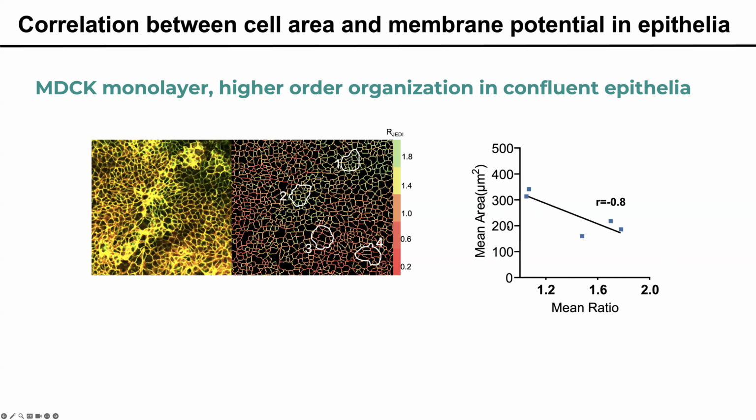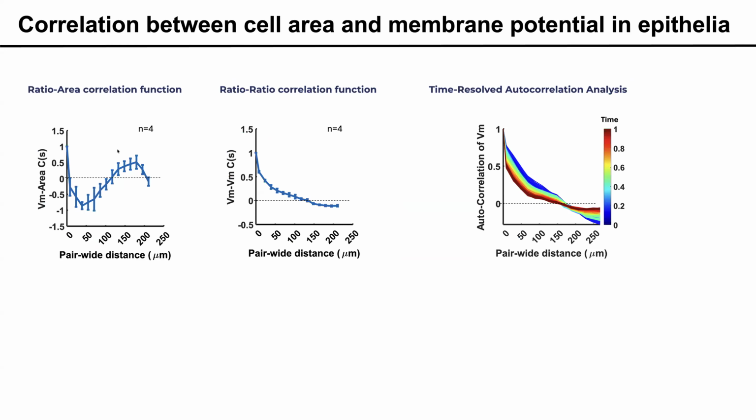First, you see that there's also a cell area versus membrane potential anti-correlation, right? Smaller cell area corresponds to more hyperpolarization. This is just from a single plane in the epithelium. But then if you look at the membrane potential cell area correlation function, this is now the correlation between membrane potential and the cell area plotted as a function of pairwise distance between the cells. I told you within the same cell it's negatively correlated, right?